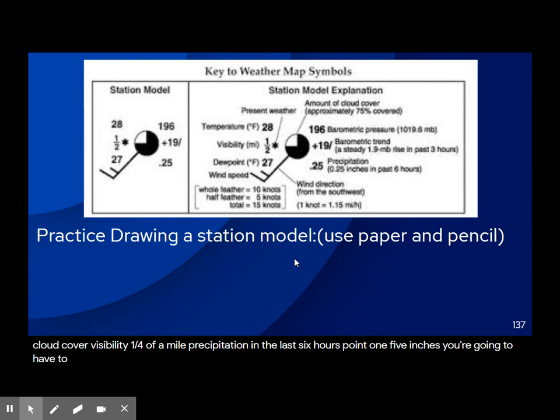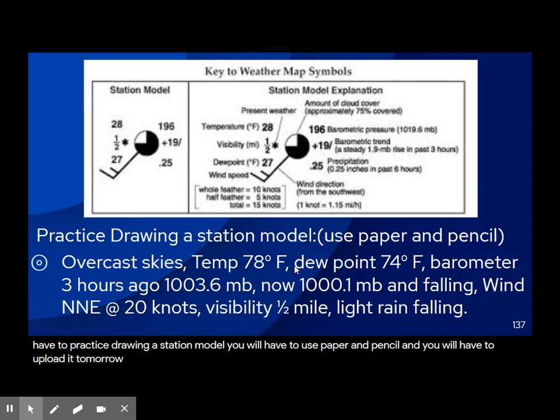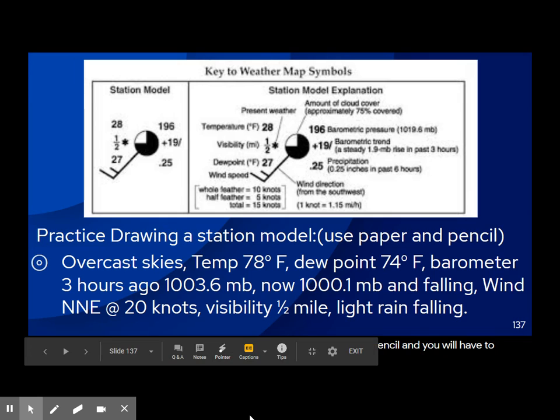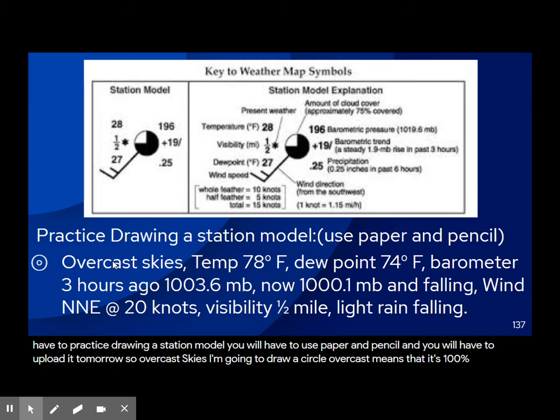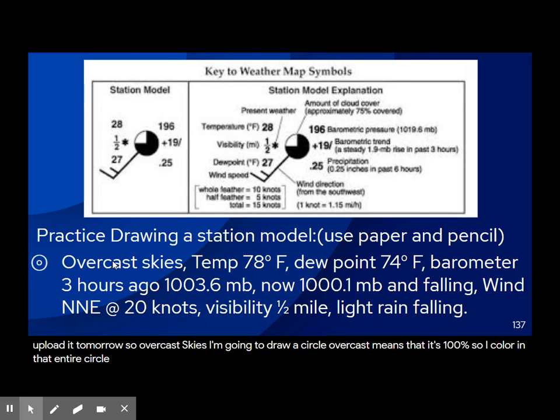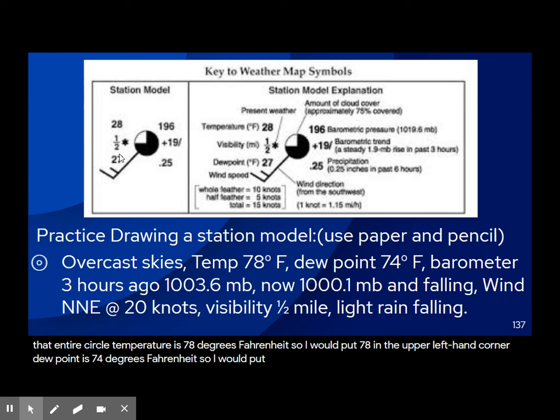You're going to have to practice drawing a station model. You will have to use paper and pencil and you will have to upload it tomorrow. So overcast skies, I'm going to draw a circle. Overcast means that it's 100%. So I color in that entire circle. Temperature is 78 degrees Fahrenheit. So I would put 78 in the upper left-hand corner. Dew point is 74 degrees Fahrenheit. So I would put 74 in the lower left-hand corner.